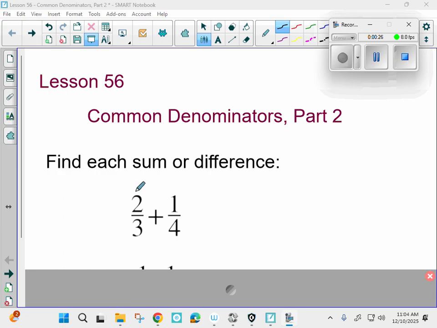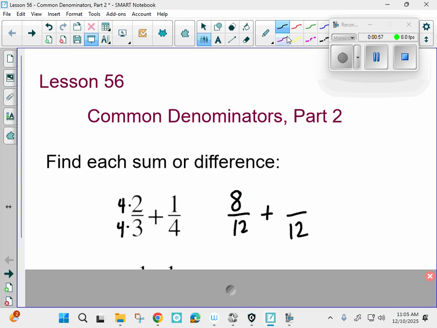So I need to rewrite 2/3 as something over 12. And I need to rewrite 1/4 as something over 12. And so, Katrina, what should I multiply this first fraction by to get 12 in the denominator? Yes, I need to multiply this by 4 over 4. Now, if you can do this in your head, that's fine. Otherwise, if you need to show it, okay? So this gives me 8 in the top.